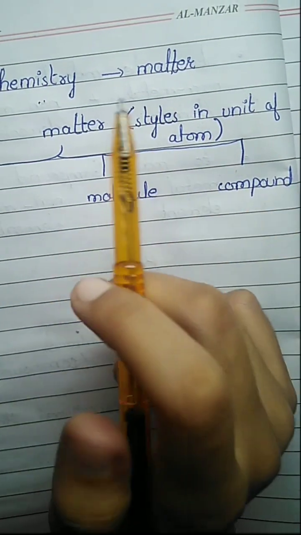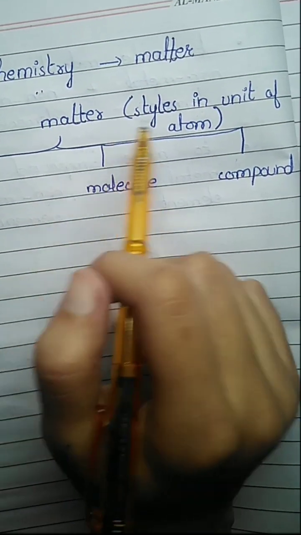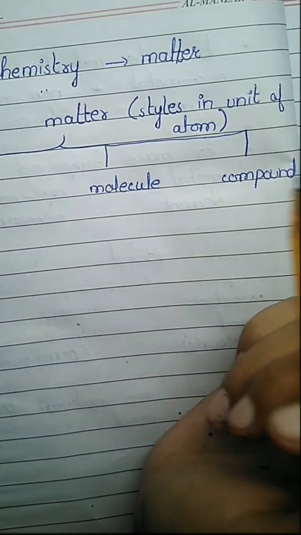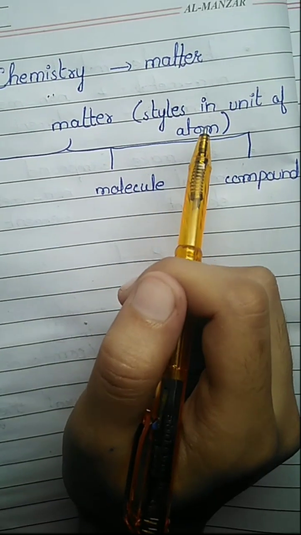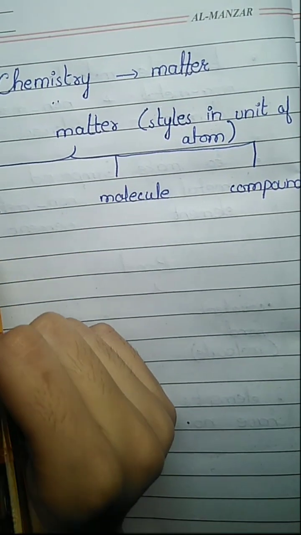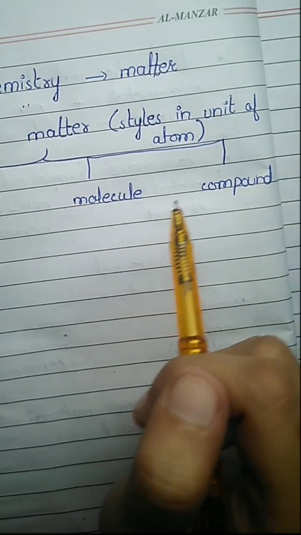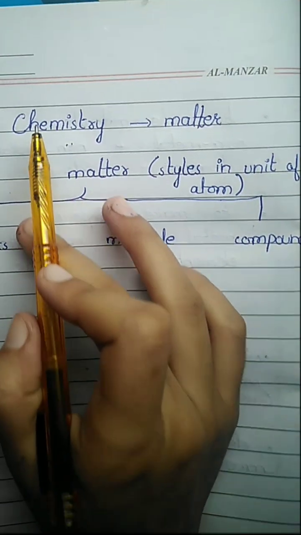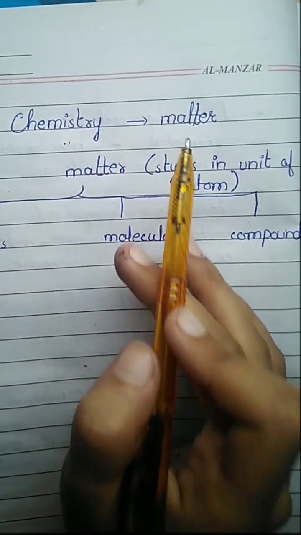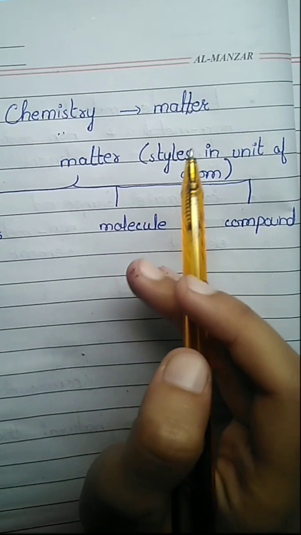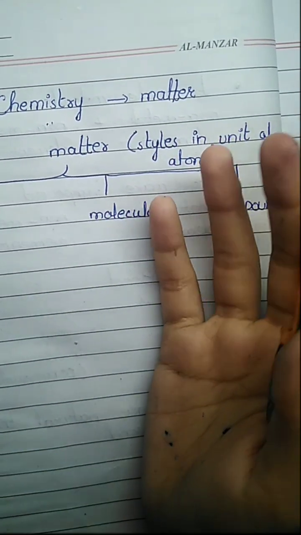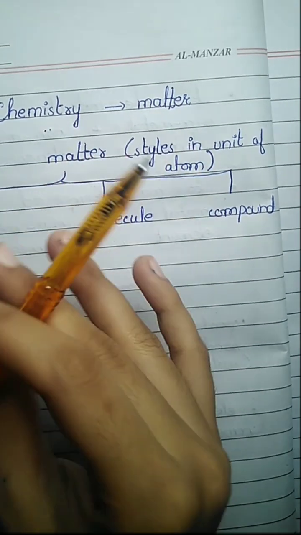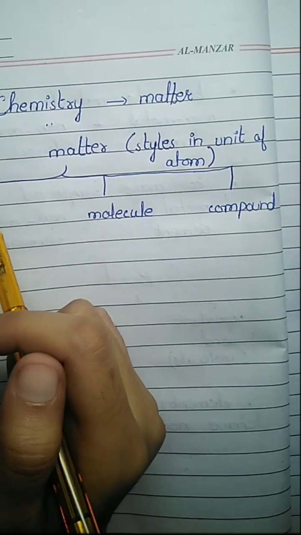In this lecture, we're going to talk about matter in the unit of atom. Basically, we're going to talk about how atoms are joined to make elements, molecules, and compounds. So, basically, chemistry is a study of matter. We just say that in chemistry we study the composition, properties and details about the matter's structure.